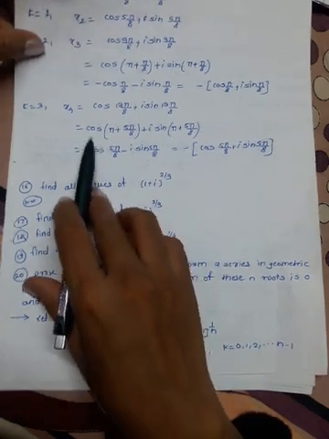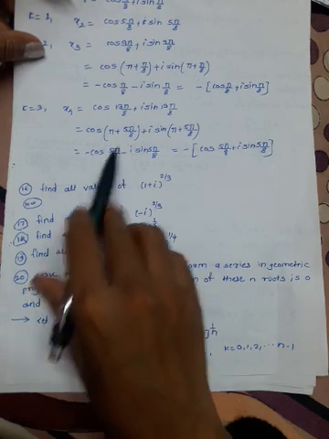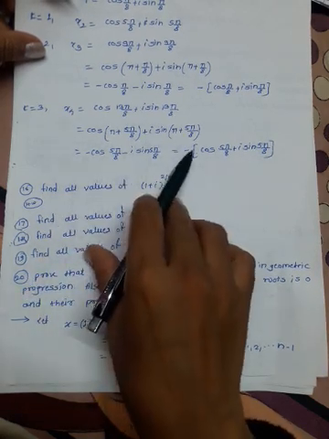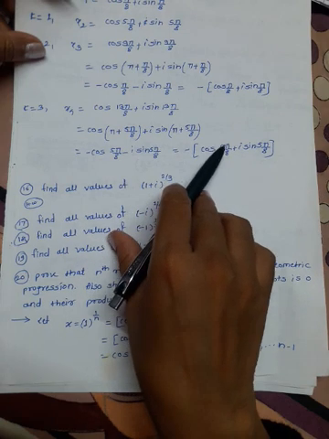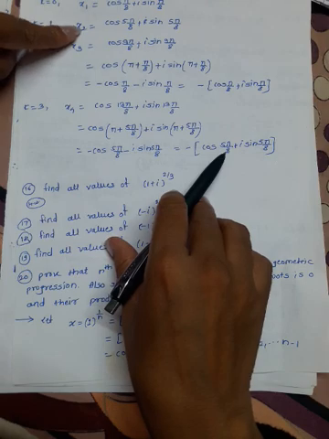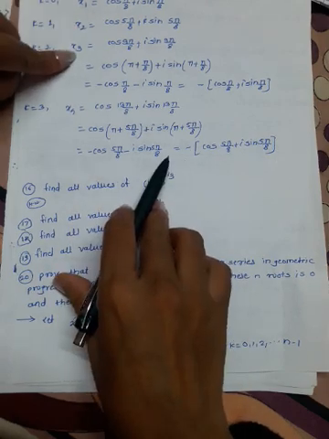Now again put the values: cos of pi plus theta is minus cos theta, sin of pi plus theta is minus sin theta. Take minus common, we get minus of cos 5 pi by 8 plus i sin 5 pi by 8, which is the second root. This is just the negative of the second root.